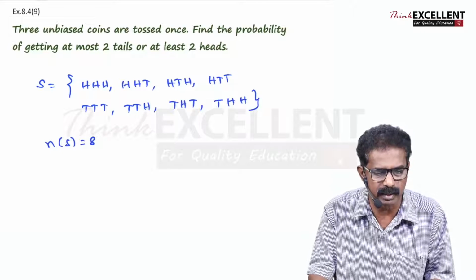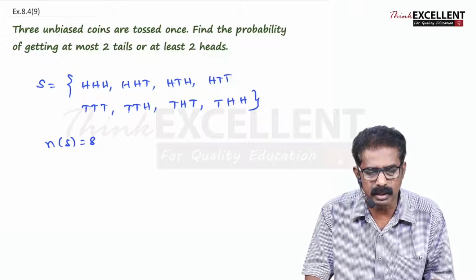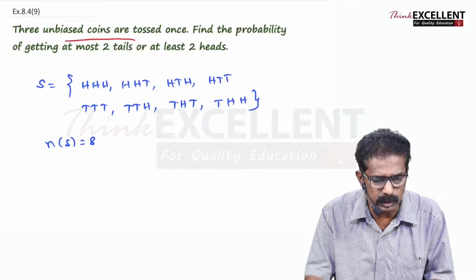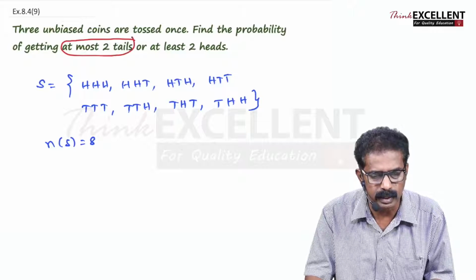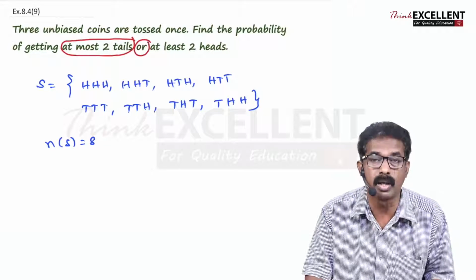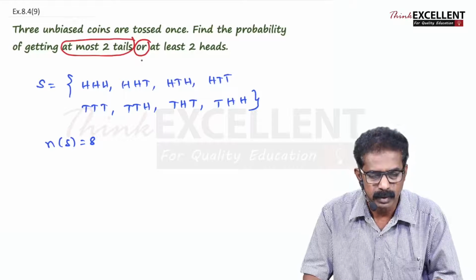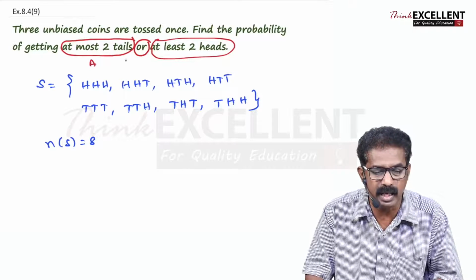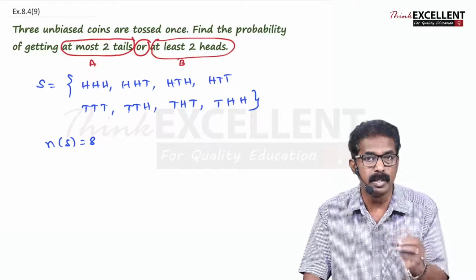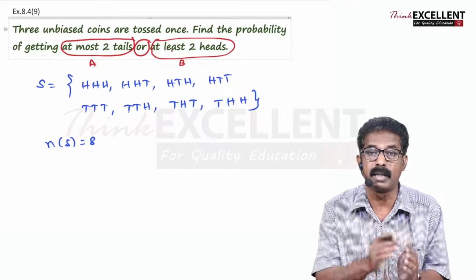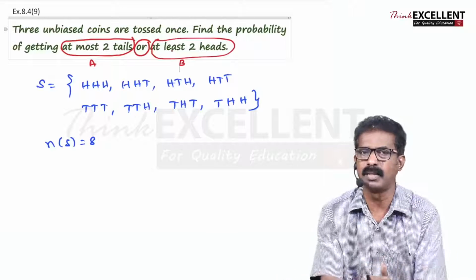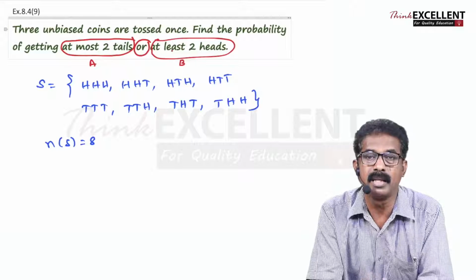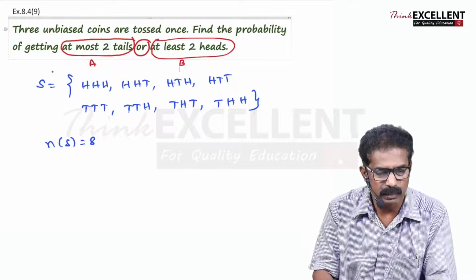Okay, now please listen carefully. 3 unbiased coins are tossed once. Find the probability of getting at most 2 tails, that is one event, or, meaning union, at least 2 heads. So 2 events, we take one event as A, another event as B, in between "or", so you have to find P of A union B. That's a very simple thing. What is P of A union B? P of A plus P of B minus P of A intersection B. Okay, so we write the steps.